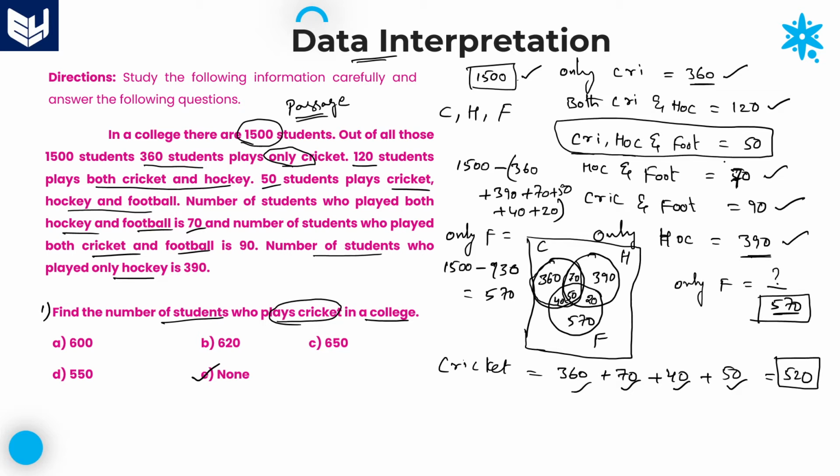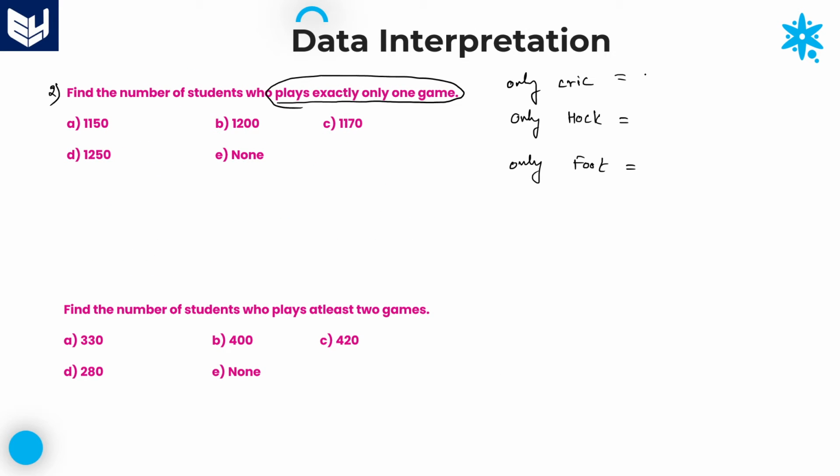So add those three values: 360, 390, 570. Here first value only cricket 360, second value only hockey 390, third value only football 570. Now you just add all these three values. Units place is 0. And next, coming to the tens place, 6 plus 9 15. 15 plus 7 22. 2 is the carry forward. And next 3 plus 3 6. 6 plus 5 11. 11 plus 2 13. 1320 is the right answer for this question.